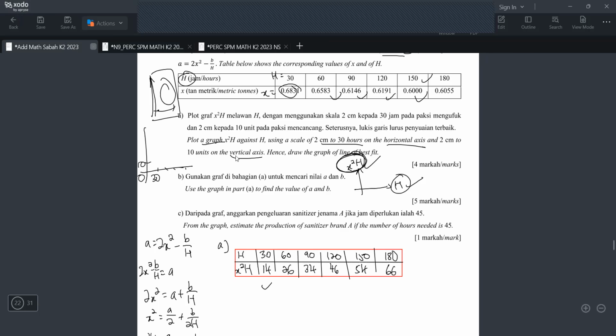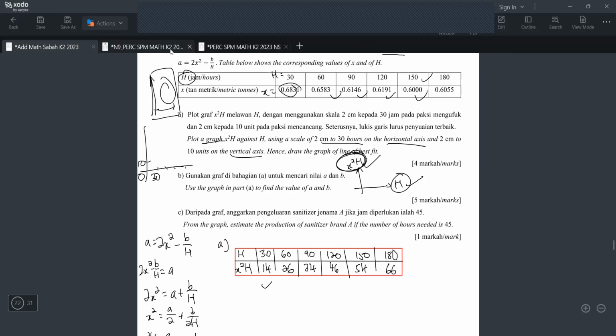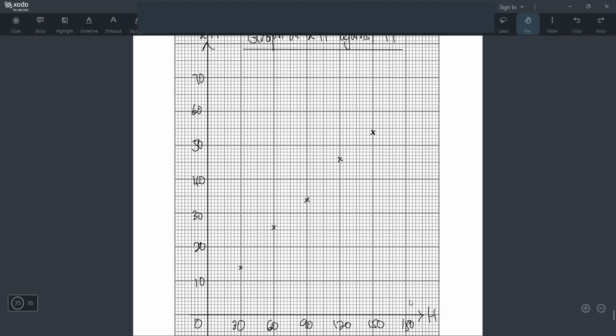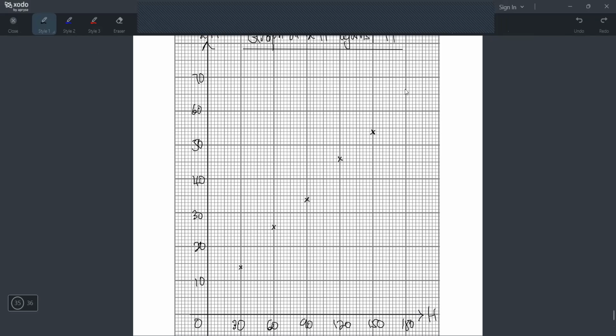Next one is what? 180, 66. So let's plot. 180 is here. 66 is just 70. 65 is here. So 66 is here. All right. So 66. Okay, done. Now it's time to draw your line, right?